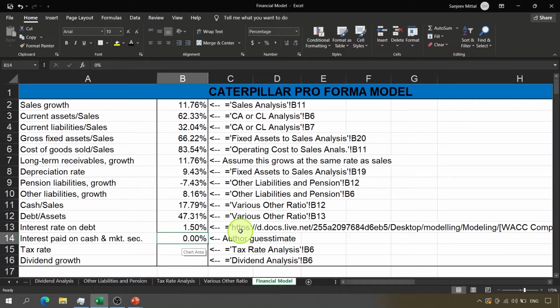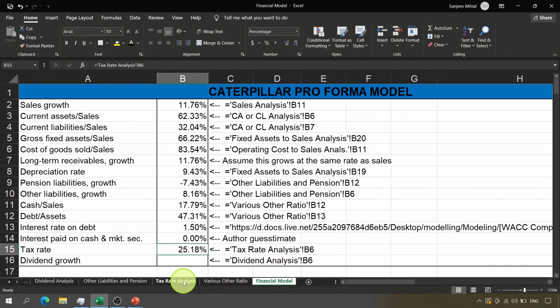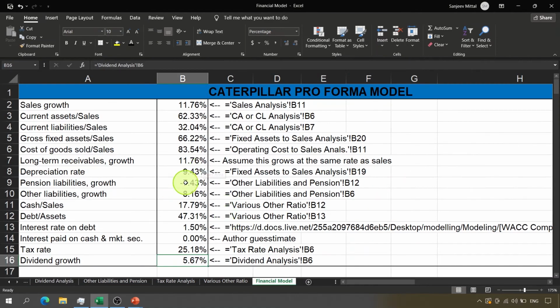But for my assumption, I have taken that I don't receive any interest on the cash and marketable securities for the moment. And after that, we have calculated our tax rate, which is 25.18%. And if you go, you will see our tax rate we have calculated is 25.18% from our tax rate analysis sheet. And finally, we have found our dividend growth rate, and this dividend growth rate is 5.67%, and this growth rate has been taken from the years 2016 to 2021, as you can see from our dividend analysis section. So in this way, we have prepared this whole Caterpillar's Proforma financial model.